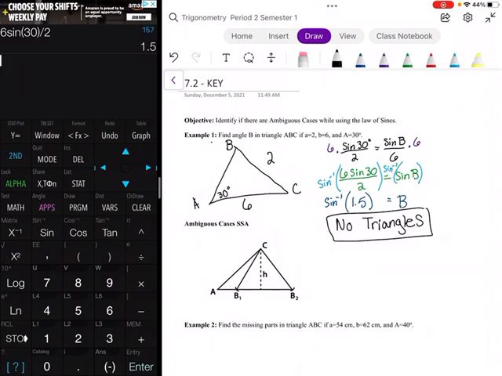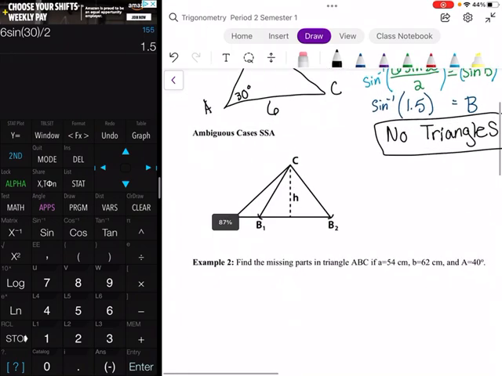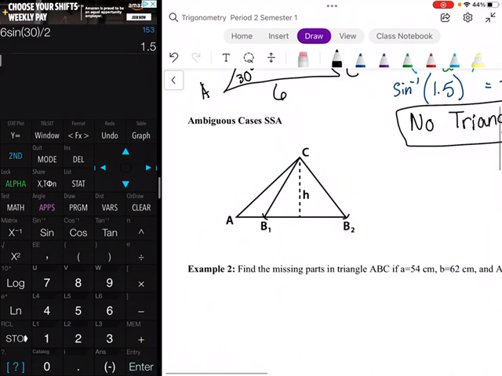Okay. Next, we're going to go over ambiguous cases. So an ambiguous case is when we can form two triangles with the information they give us. So in this one, if they gave us the measurement of angle A and the side length next to it, we could have a few different triangles, even with this leg length being the same measurement.